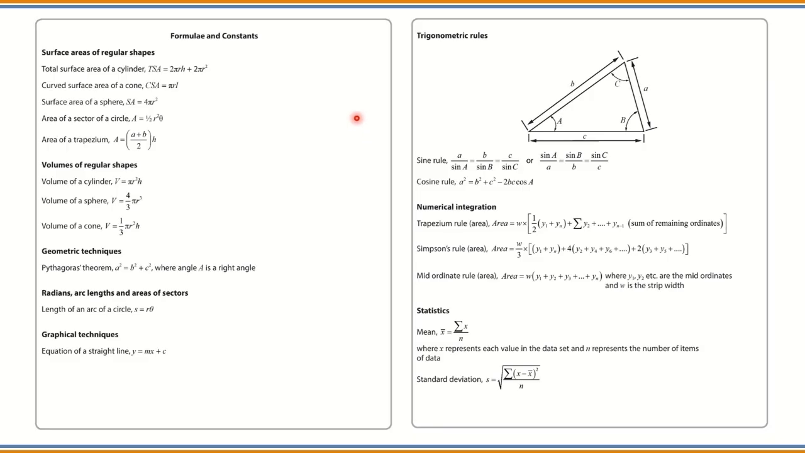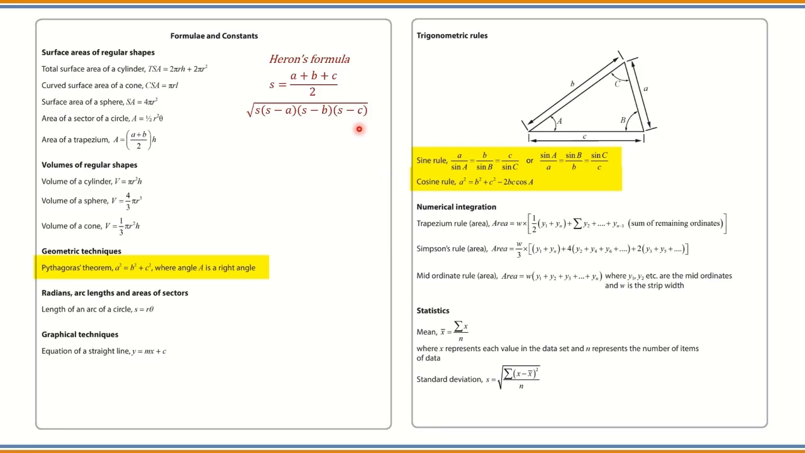Also, you can use the cosine rule to find out any of the angles if all three sides are known. These are the formulas that you can find in the booklet that you will get the day of the exam. Here you can see the formula for Pythagoras theorem, and here the formulas for sine rule and cosine rule. You won't be able to find Heron's formula or the other one, 1/2 ab sin C. So this means that you will need to memorize these two.